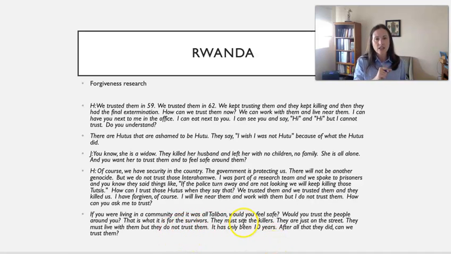They must see the killers. They are just on the street. They must live with them, but they do not trust them. It's only been 10 years. Oh, wait, so this was 2004. After all that we did, can we trust them?